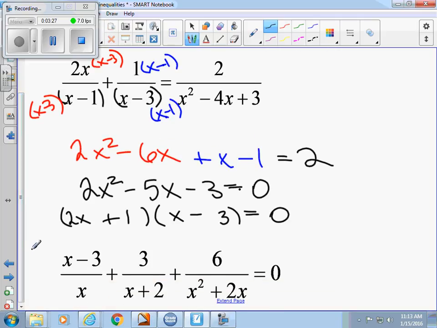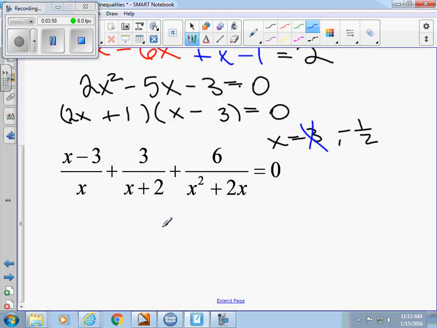Any questions so far? Good so far? Good. So I get x is 3 and negative 1/2. Is that the correct answer? Why not? Can't be 3, right? Why can't it be 3? Good, it's a vertical asymptote. I can't plug 3 in. I can try, but it would give me an undefined value, not a number. So I have to be careful about those denominators.